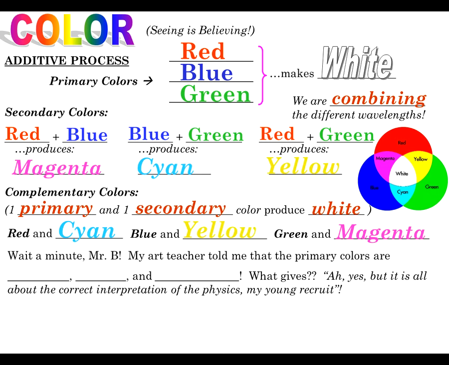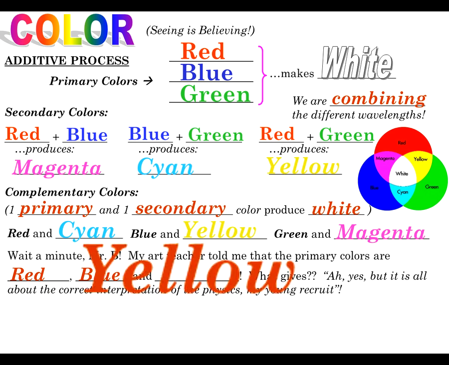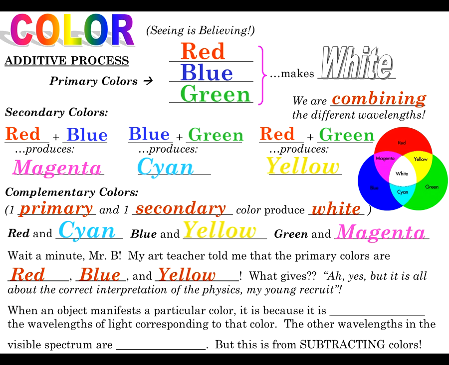Isn't that cool? But wait a minute, Mr. B. My art teacher in 3rd grade or 6th grade or whatever it was told me that the primaries are red, blue, and yellow. So what gives with that? Are you lying to me? Is this a little bit of deception here? Well, hold on, my dear little apprentice. You need to understand the physics, grasshopper.